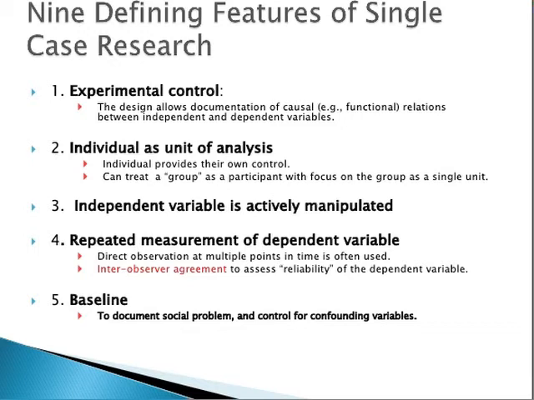So very often this is going to be a behavior, and by behavior it could be anything. It could be task engagement, but the behavior could also be performance on a math measure. So we talk about behavior as being something that is observable. We use baseline to document the social problem and control for confounding variables. So that controls for maturation by doing the baseline.